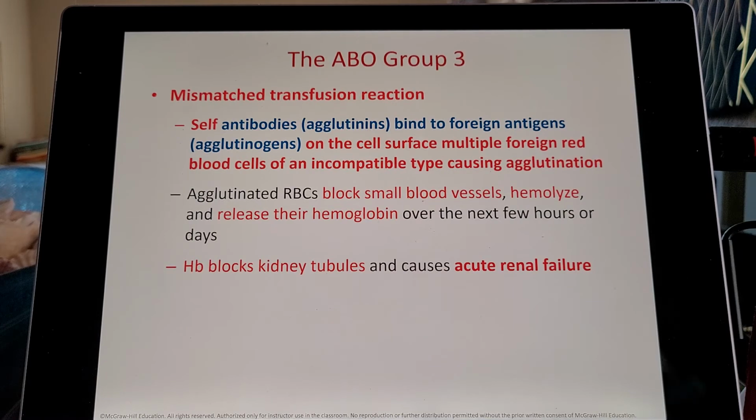Here's the problem. When that happens, the hemoglobin that's in those red blood cells will be released from those red blood cells and into the bloodstream.